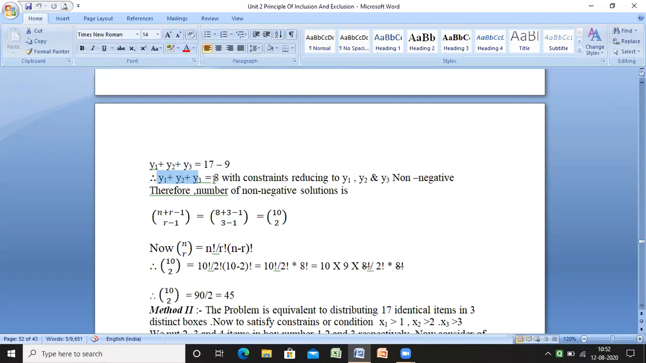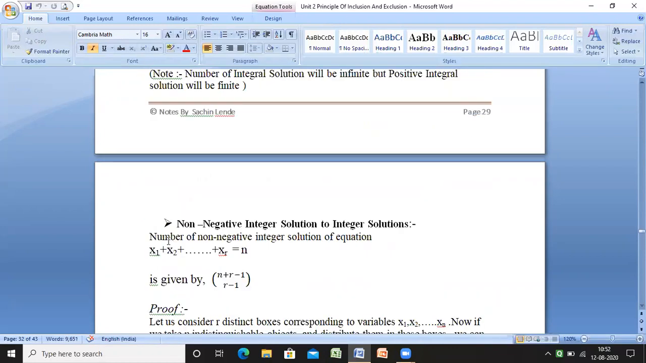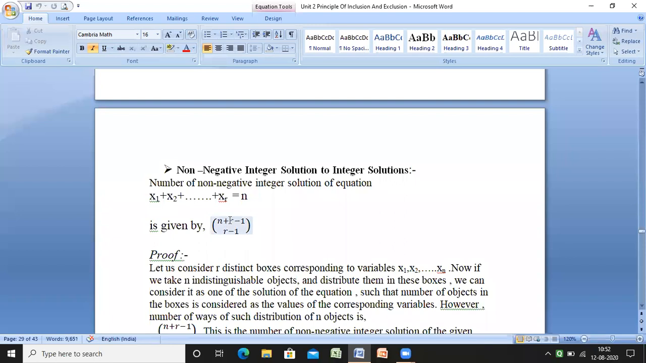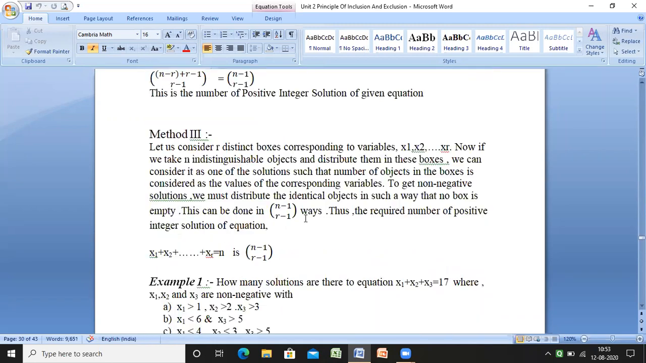So we get 8 as the value of n, and the count is n plus r minus 1 choose r minus 1. This is the formula for the non-negative integer solution. We get it from the theorem above for the non-negative integer solution, n plus r minus 1, r minus 1. We simply put in the values of n and r. The number of terms is r, that means three terms, and the value of n is the value on the right hand side of the equal symbol, that is 8.